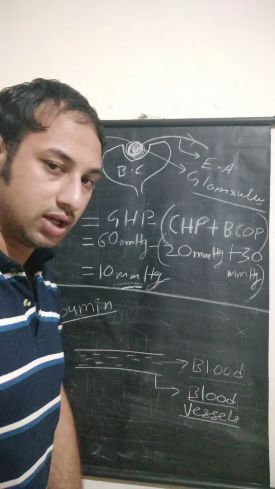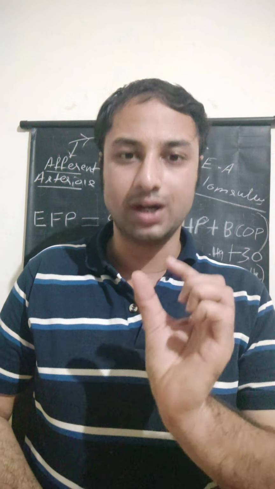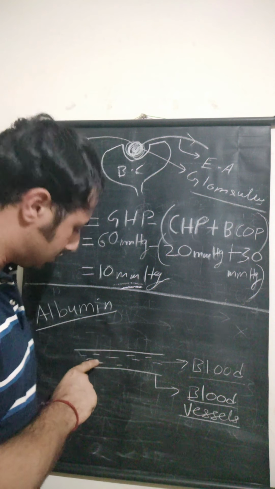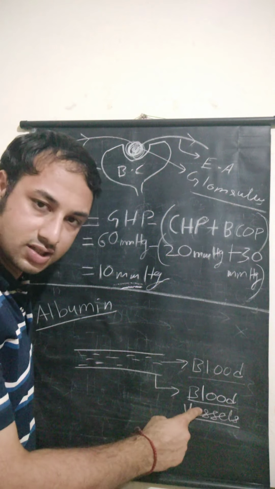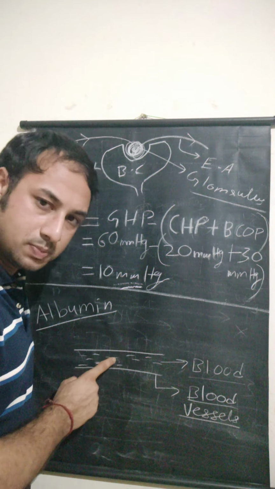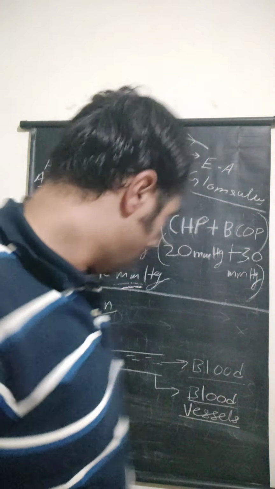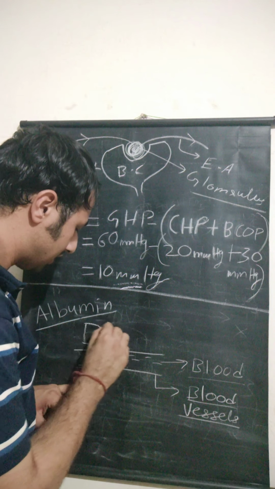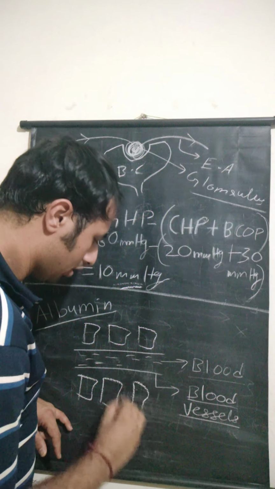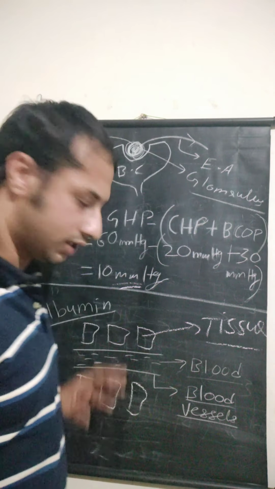Now the last one is BCOP, blood colloidal osmotic pressure. You all know that in the blood one protein is found, called albumin. See, suppose this is the blood vessel, and inside it blood is flowing, and this blood contains a protein called albumin. Outside of this blood capillary, a group of cells is present. That is called tissue.